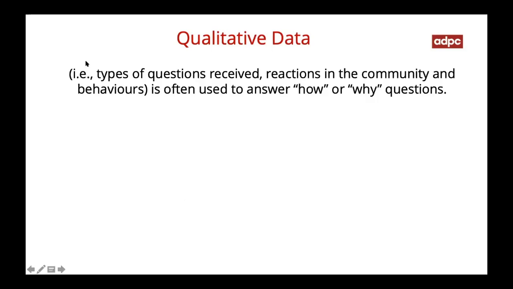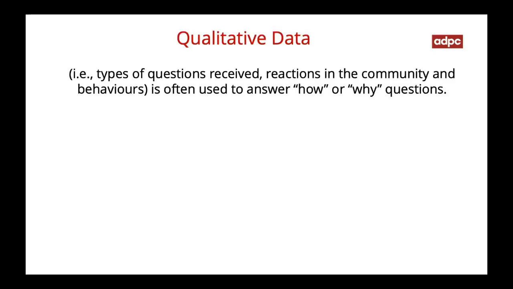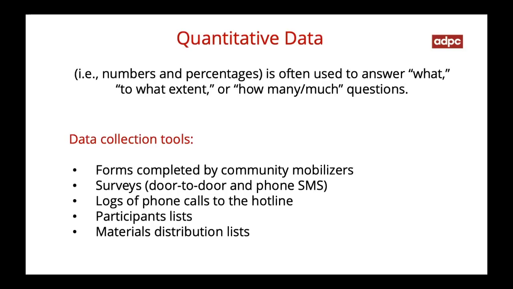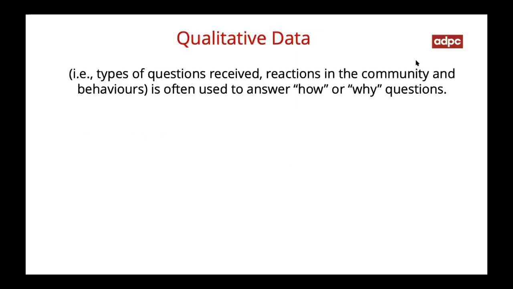Clear? Quantitative. Now, qualitative data as well. Important in monitoring and evaluation. Types of questions received, reactions in the community, and behavior. It is often used to answer how or why questions. Earlier, it's more on how many, how much, to what extent. But here, it's more on the how and the why.